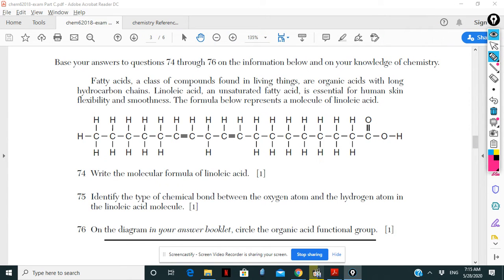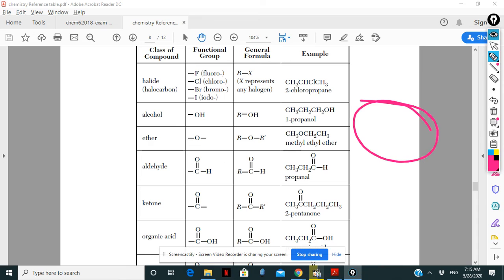Now, you wanted to circle the organic acid functional group. If you don't know, you can go to the reference sheet, and you're going to see the organic acid here. So this is the functional group, C double bond O, OH.